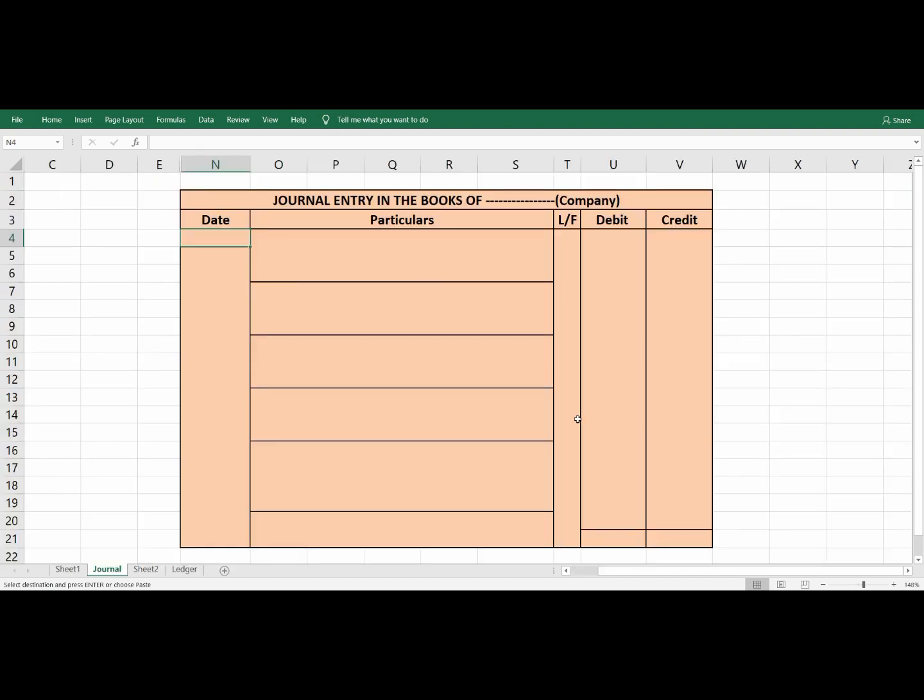Now, let's see how the pro forma for the journal entry looks. First, you will make this pro forma wherein you will write journal entry in the books of, and the company's name will come over here. Second, you will make 5 columns: date, particulars, ledger folio, which is LF, debit and credit. Now, after making these 5 columns, we will start with posting our entry.